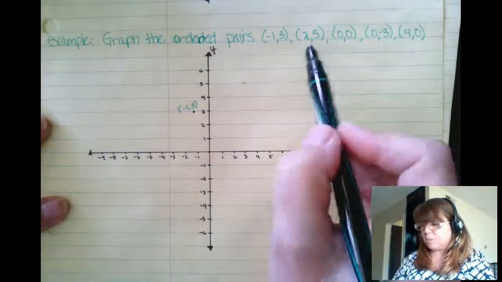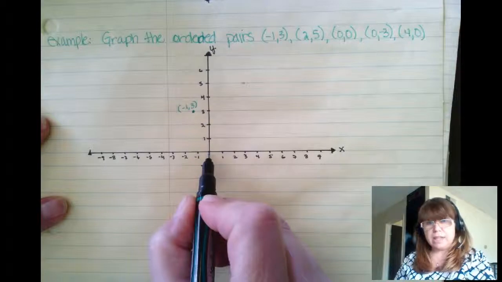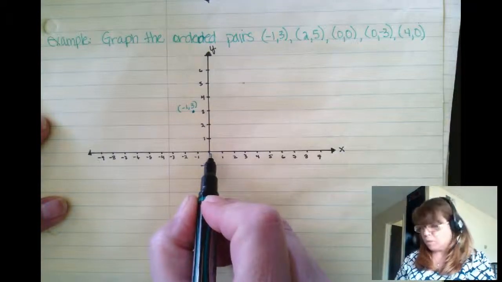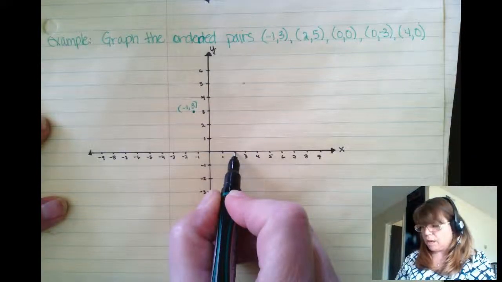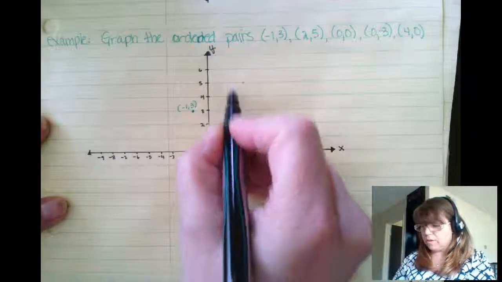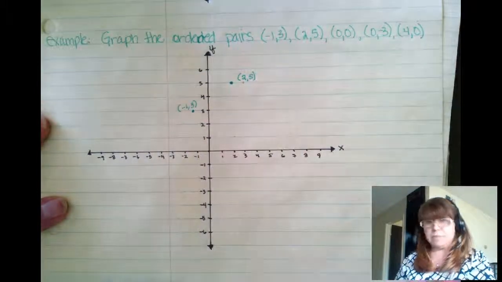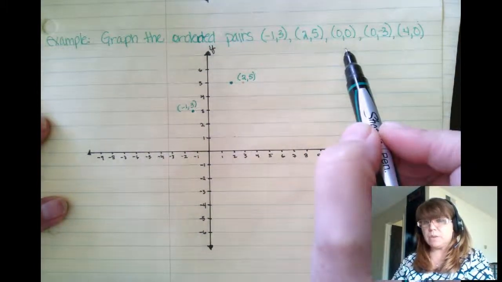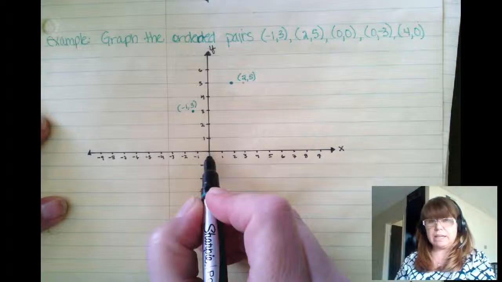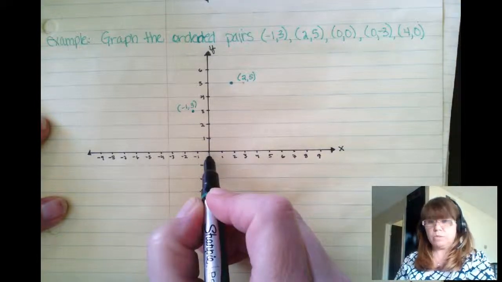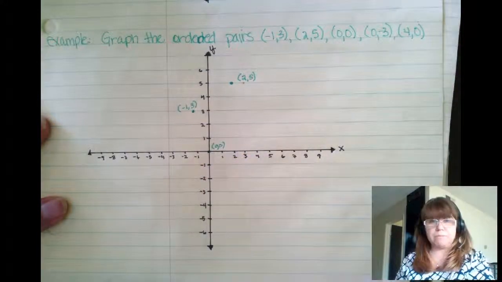Let's try the next point. (2, 5). Again, starting at the origin, and my x is positive, so I move to the right, 1, 2. Y equals 5, so I move up, 1, 2, 3, 4, 5. And I plot my point of (2, 5). My next point is (0, 0), so I start at my origin, and my x is 0, so I don't move left or right any, and my y is 0, and I don't move up or down any, so I'm actually at the origin, which is (0, 0).